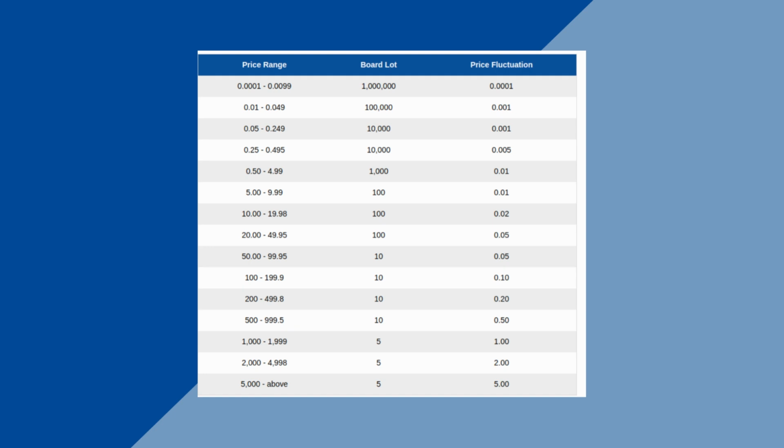So, for example, a certain stock is valued at 3 pesos. The minimum number of shares you can buy is 1,000, so you need to have 3,000 in your balance if you want to buy that stock. But there's also the concept of an odd lot system. You can also buy stocks from the odd lot system, but they're going to be priced differently.